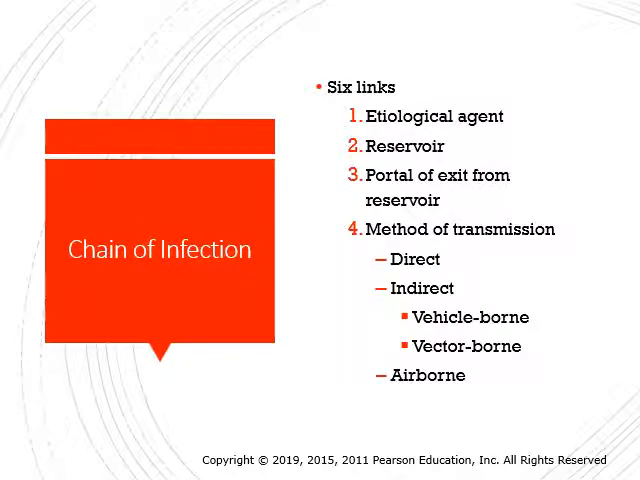Okay, let's look at the chain of infection. There are 6 links in the chain of infection. The first is that there's an etiological agent. So that agent is going to be the bacteria, the virus, the fungus, or the parasite. Okay, that's going to be the infective agent. The second link is the reservoir. So this is the area of entry into the individual. So it's going to be a wound or the urinary tract or the respiratory tract, okay?